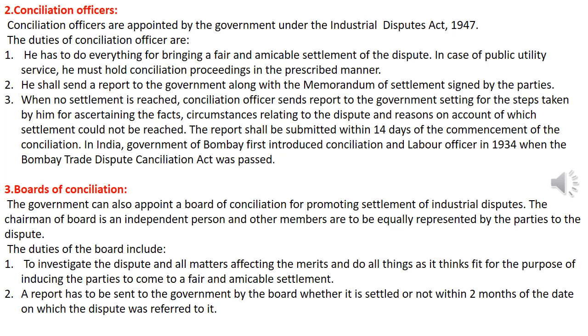When no settlement is reached, despite his having tried hard, the conciliation officer sends a report to the government. He reports the steps he has taken, but that the settlement has not been reached. He will submit the report within 14 days of commencement of the conciliation. He shall send the report to the government along with the memorandum of settlement if the settlement is done, and both the parties should sign the memorandum of settlement.